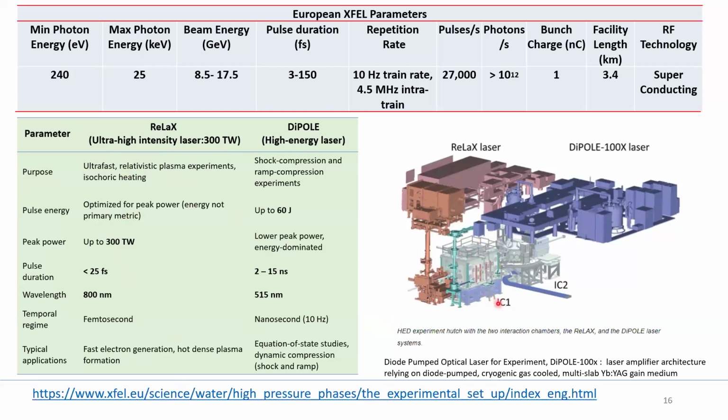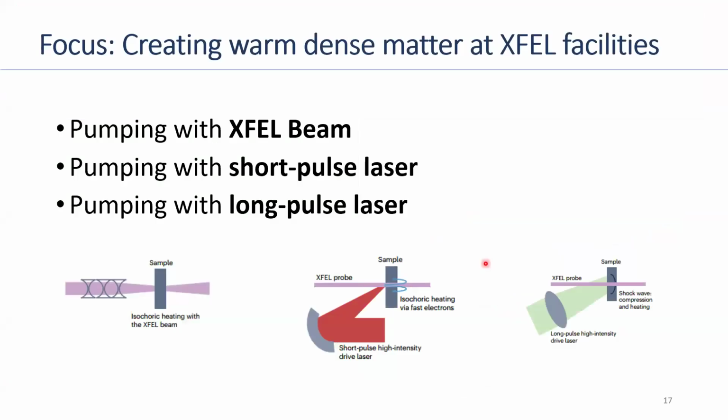And this is the interaction chambers. We have two interaction chambers for doing the experiments at the XFEL. So how do we create this warm dense matter? One is by heating with the free electron laser beam. One is through, as I said, those two lasers which have the short pulse and the long pulse.